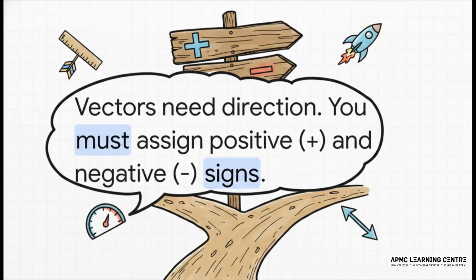Okay, listen up, because this right here is probably the single most important rule in all of kinematics. 3 of these variables, velocity, acceleration, and displacement, are what we call vectors. That's just a fancy word meaning they have a direction. And the formulas, well, they're dumb. They don't know up from down or left from right. You have to tell them by assigning a positive or a negative sign. Getting this step right is absolutely non-negotiable.